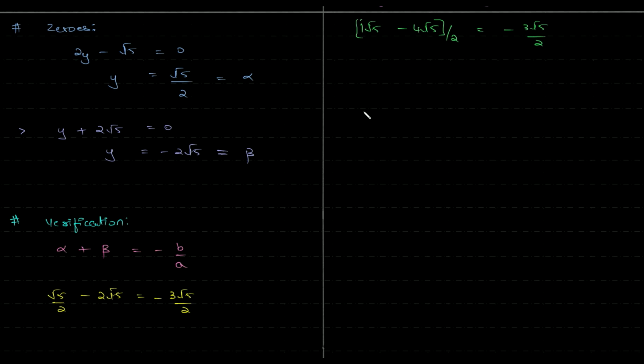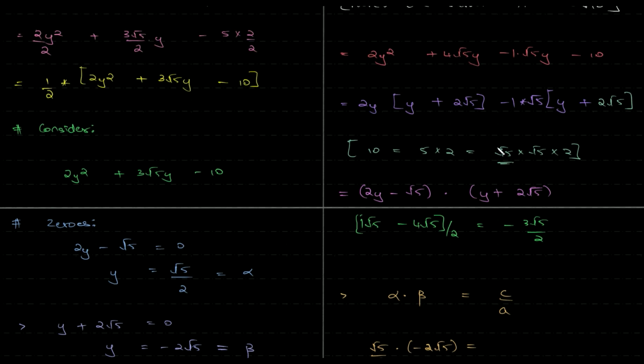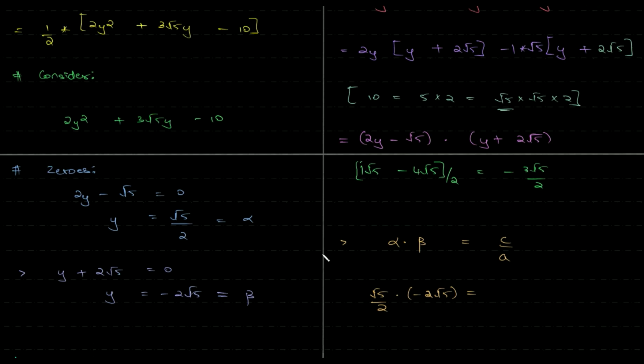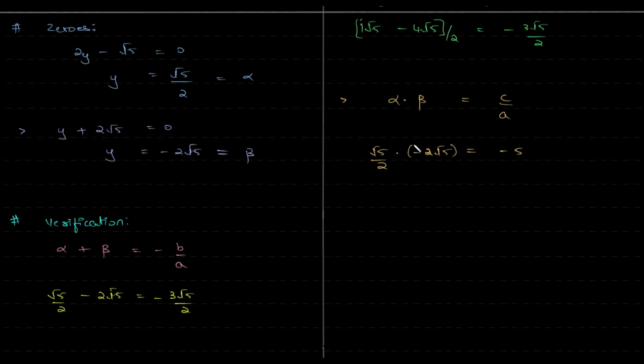And then on to your next thing, that is alpha into beta. Alpha into beta, which is c by a. Alpha is root 5 by 2. Beta is minus 2 root 5. And c here is minus 10. No, sorry. Minus 5 by 1. So minus 5. So clearly we have 2 and 2 getting cancelled. Minus into plus is minus. Root 5 into root 5 is 5. And we have the verification done.